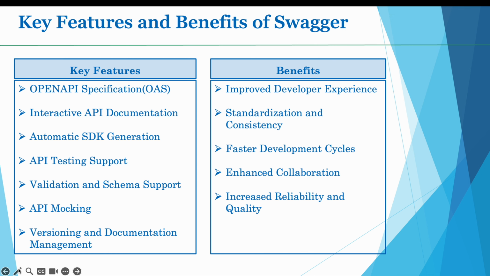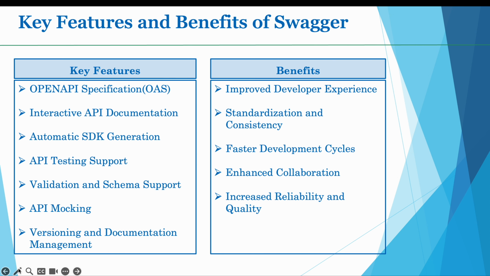So it also provides increased reliability and quality. Swagger's validation and testing features help to ensure the reliability and quality of APIs by detecting errors, inconsistencies, and regressions early in the development process. This leads to more robust and resilient APIs that meet user expectations.